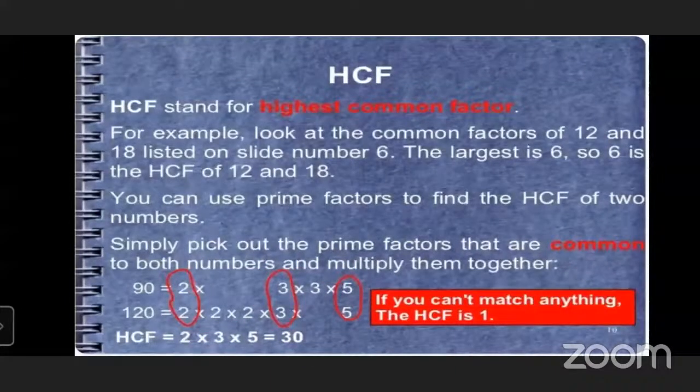If you can't match anything, the HCF is 1. Now see here, 1 is common to every number, so we can't take it as a common factor. Fine, so we just have to skip 1.